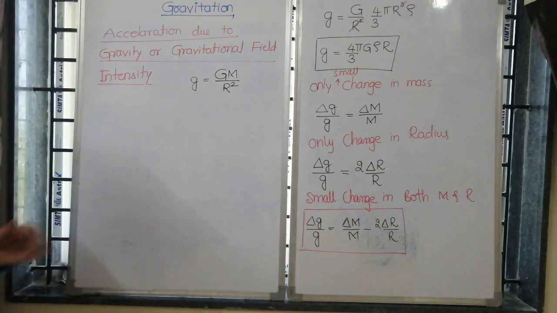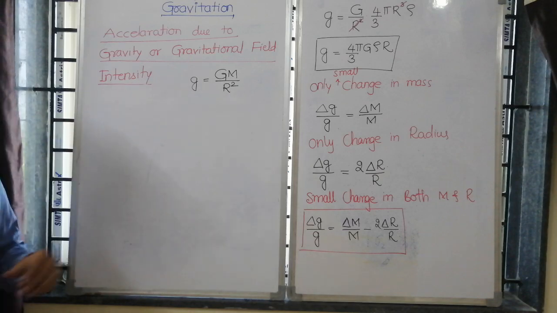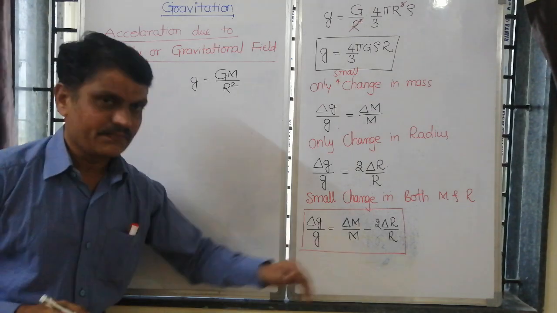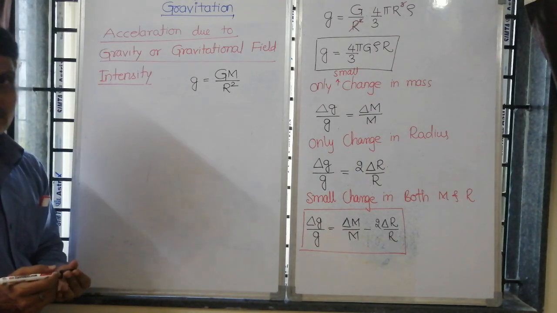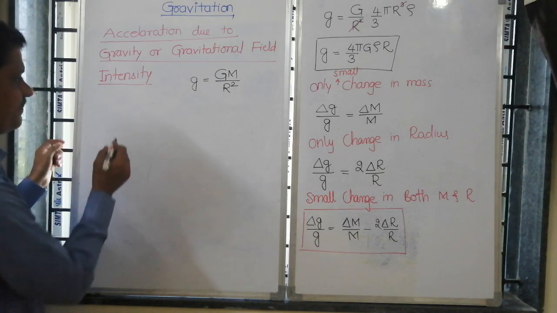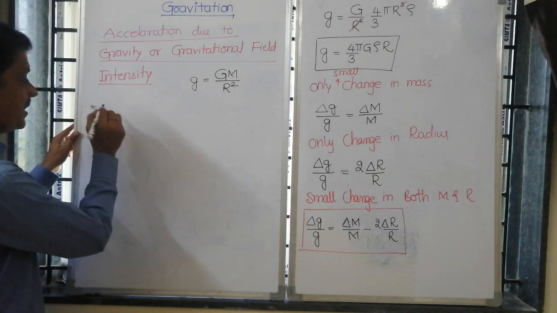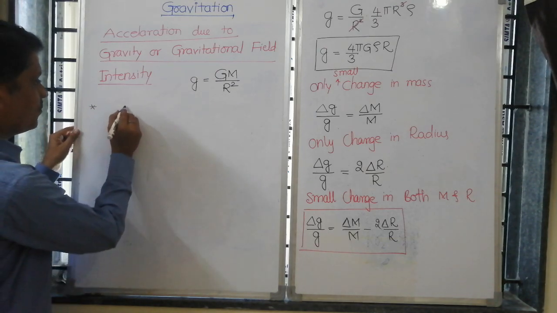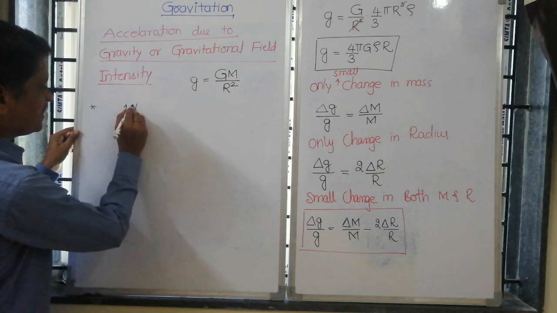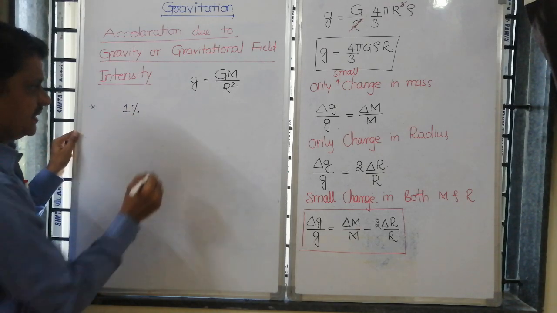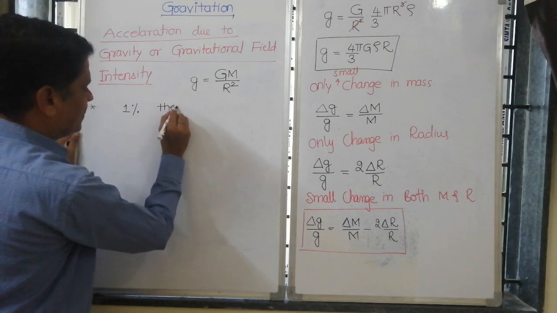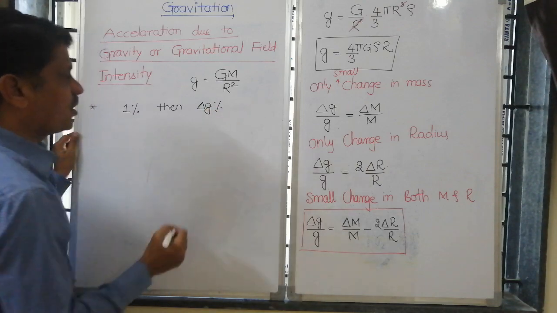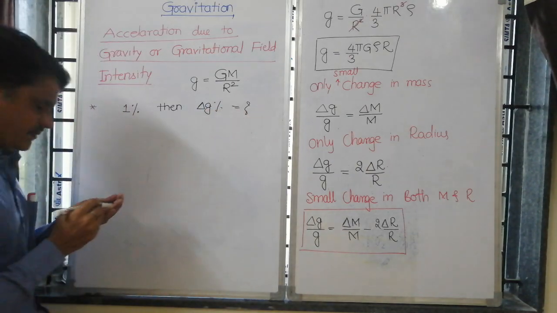Okay, let's have some questions on calculation of g. First, I'll start from this. There's a very common question in our CET books: if the radius of the earth shrinks by 1%, shrink means decrease by 1%, then what is the percentage change in g?